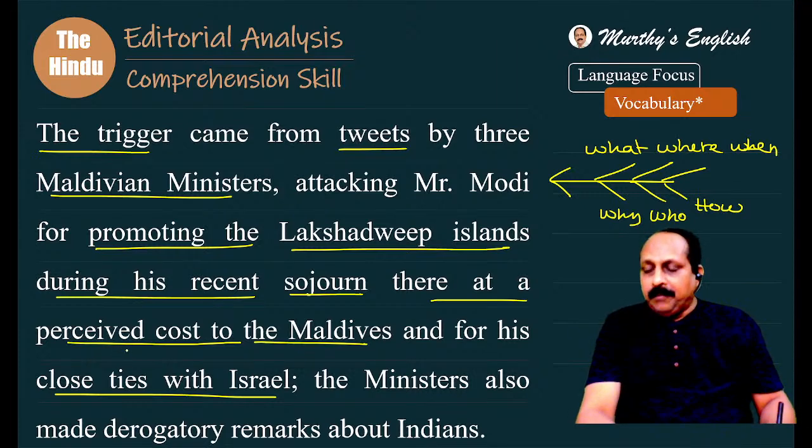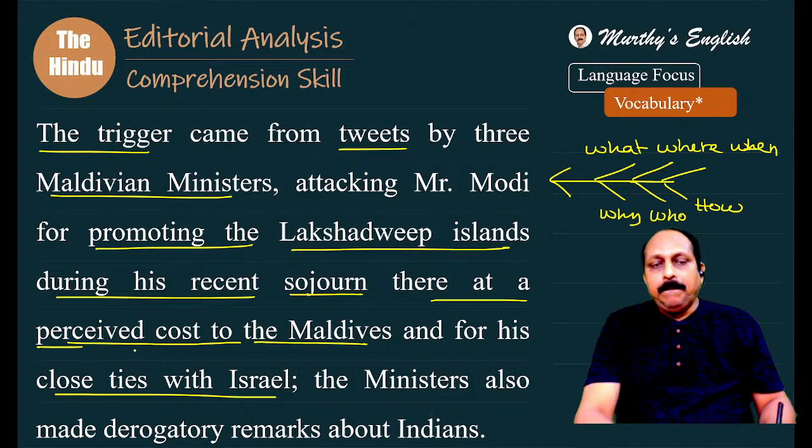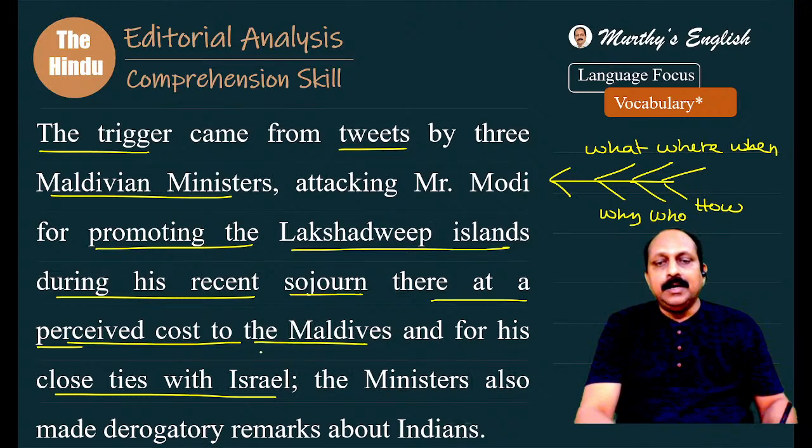If people stop going to the Maldives and start going to the Lakshadweep, the Maldives tourism industry is going to get badly affected, and the people who depend on the tourism industry will also get badly affected. Keeping that in mind, at a perceived cost, they felt that way, it is going to make a negative impact on the Maldives, and for his close ties with Israel. Two things over here: perceived cost to the Maldives, promoting the Lakshadweep, and for his close ties with Israel. They did not like it. Added to that, something like adding fuel to the fire, the ministers also made derogatory remarks about Indians.